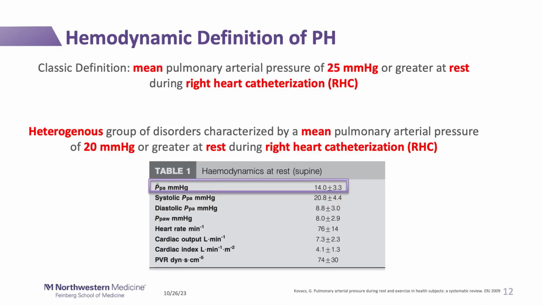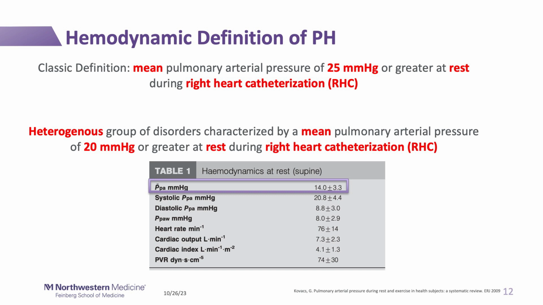Exactly. Now, in the last couple of years, as we like to do in medicine, people get together and recategorize things over and over again. So in 2018, there was a world symposium, and new guidelines came out that changed the definition of the mean pressure from 25 and lowered it to 20. You might say, well, that's a pretty minor thing, but it was based on science, right?